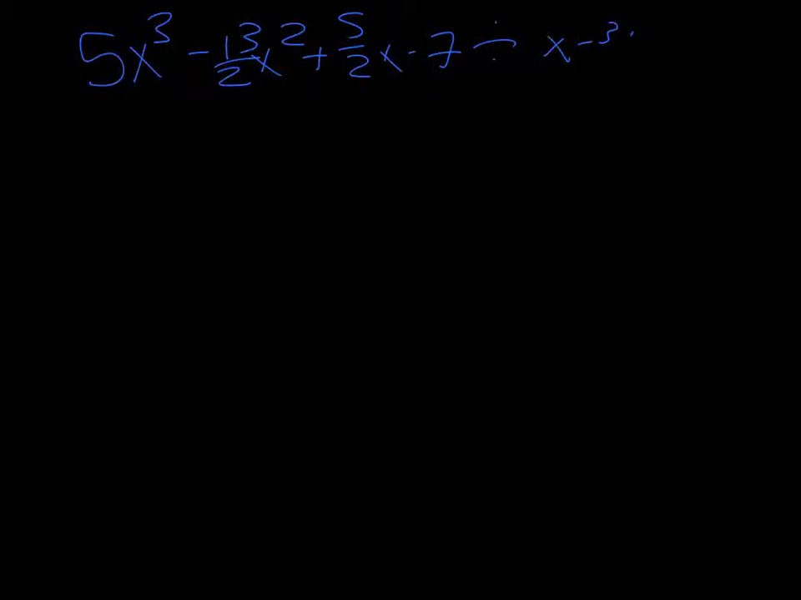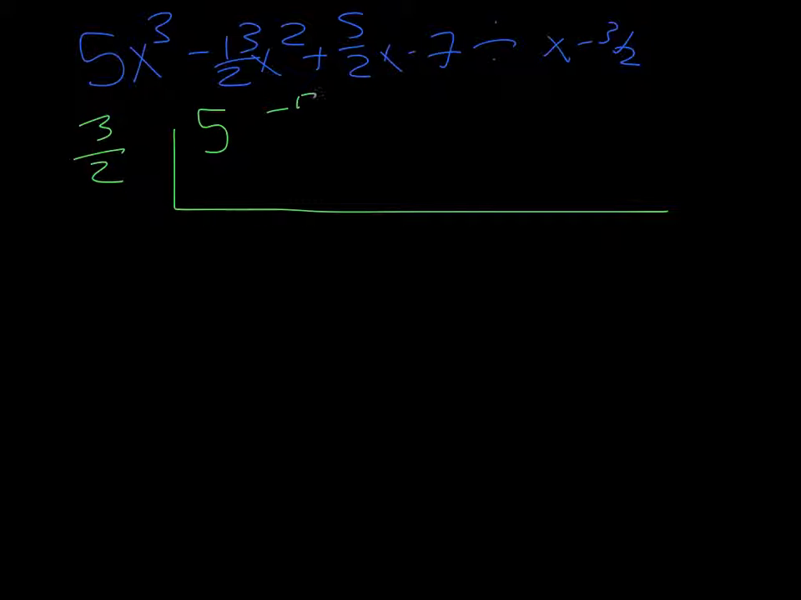Okay, so we have basically, from the screen before, 5x cubed minus 13 halves x squared plus 5 halves x minus 7, divided by x minus 3 halves. That's what we got when we clean this up, because it needs to be x minus something. You can't have anything in front. So I'm going to have 3 halves on the outside, 5, negative 13 halves, 5 halves, and negative 7.